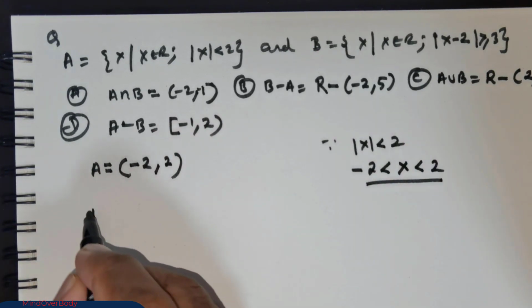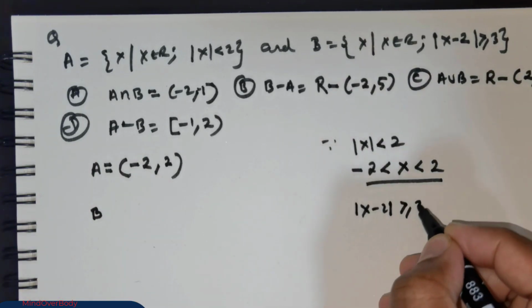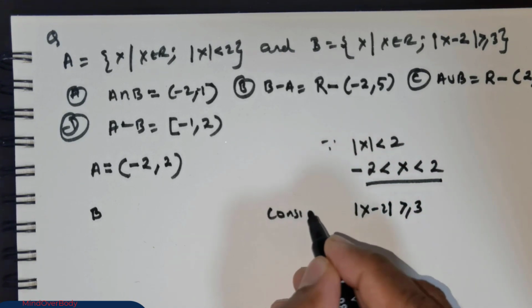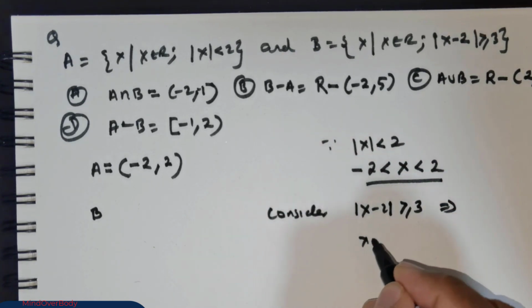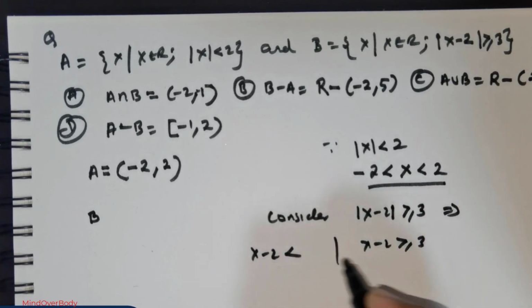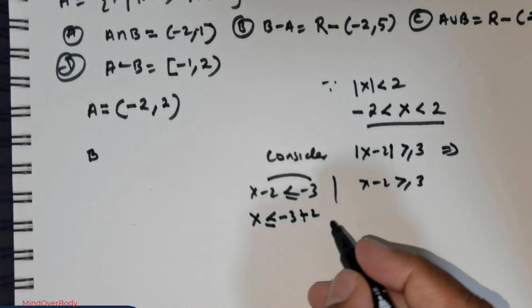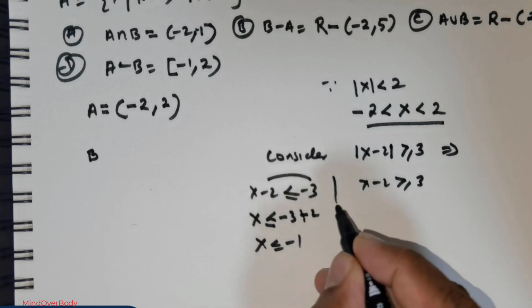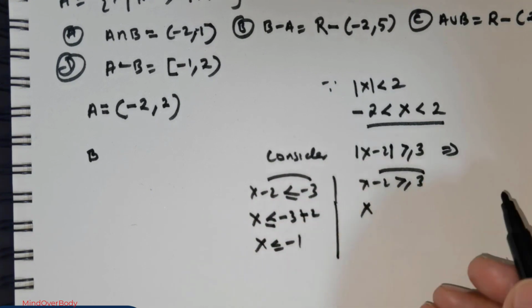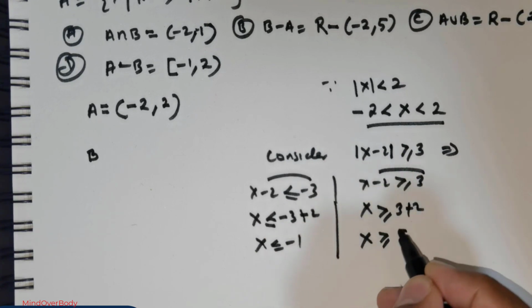Now let's go to B. You got modulus of x minus 2 is greater than or equal to 3. So let me write that down. Consider. So this would mean x minus 2 is greater than or equal to 3, or x minus 2 is less than or equal to negative 3. So from here you move this negative 2 to the other side. You get x less than or equal to negative 3 plus 2. So that would mean x is less than or equal to negative 1. Over here you move this negative 2 to the other side. You get x greater than or equal to 3 plus 2. So x greater than or equal to 5.